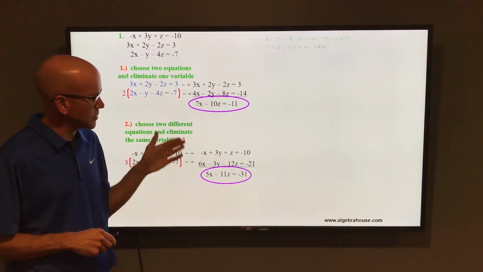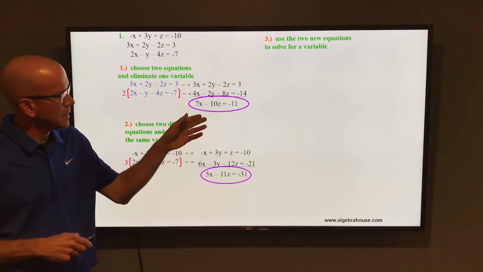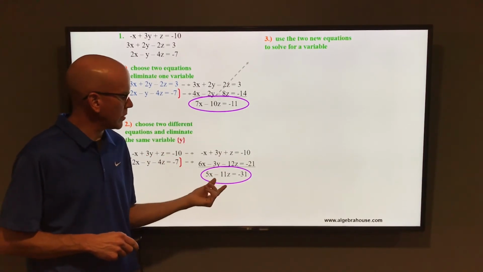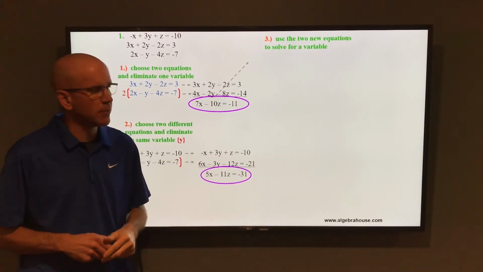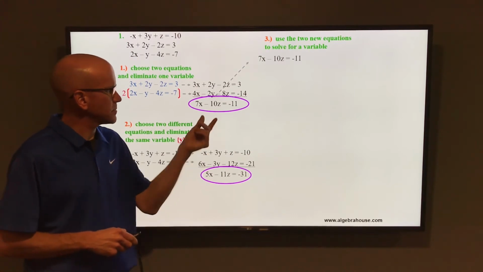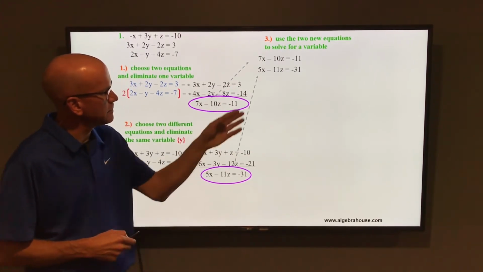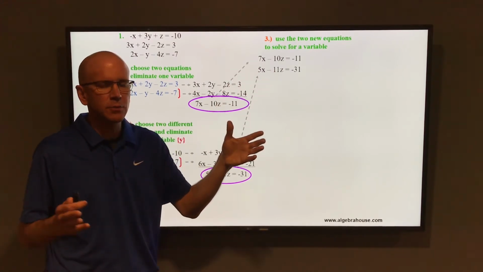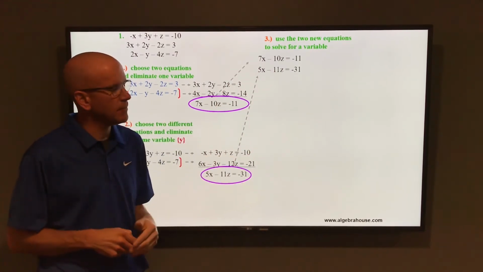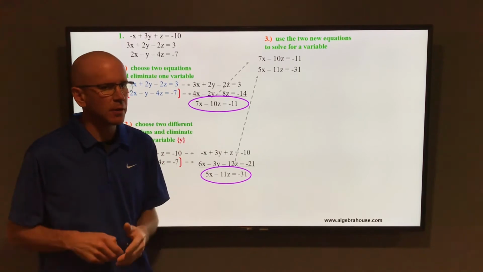So I'm going to take those two new equations that I just got. I'm going to eliminate one of those variables and solve for the other variable. So 7x minus 10z equals negative 11, and 5x minus 11z equals negative 31. You could eliminate the x or the z. It does not matter which variable you eliminate and which variable you solve for.